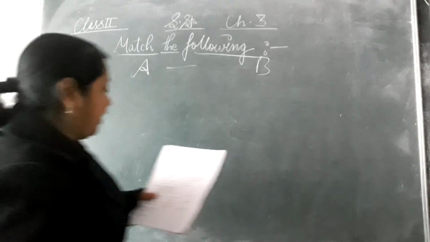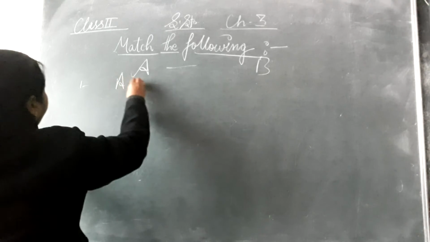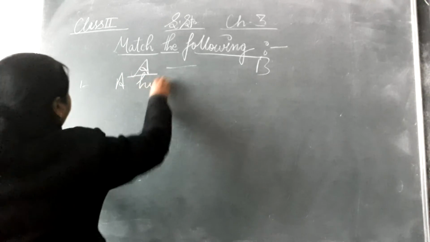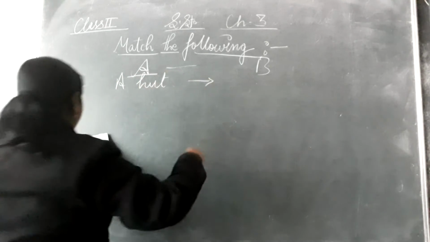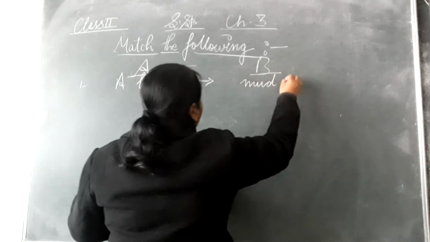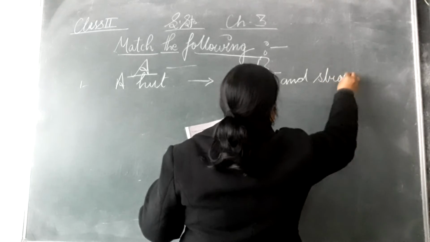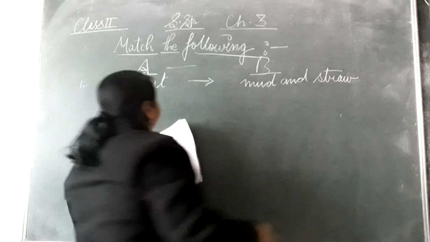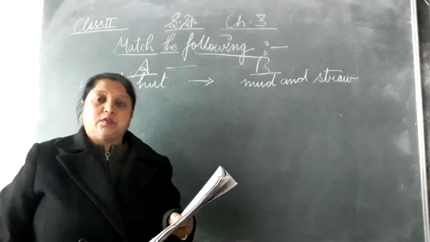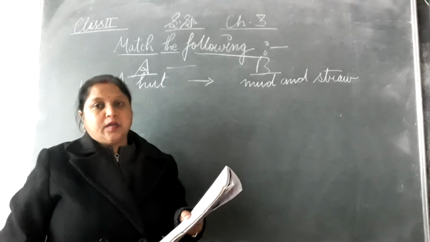Yes. Come on, tell me. Number one, hut. Mud and straw. A hut is type of kachcha house, temporary house. Understand? Hut is type of temporary house.